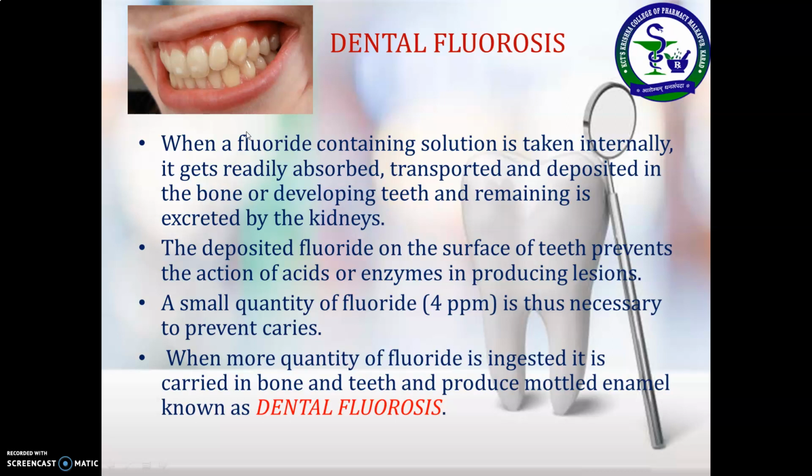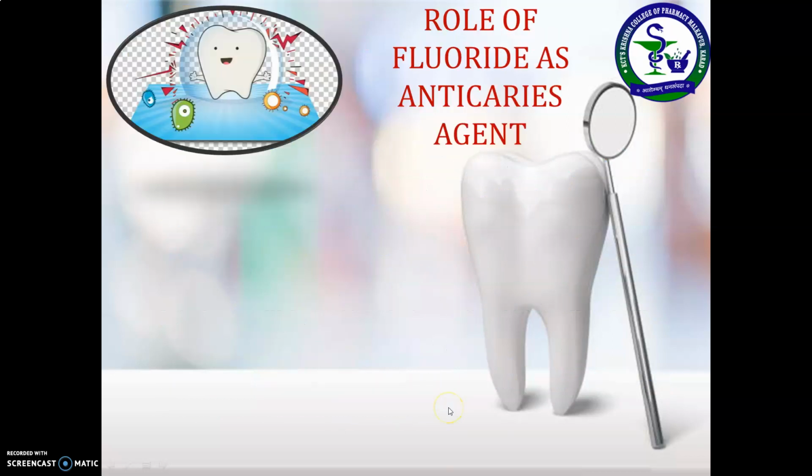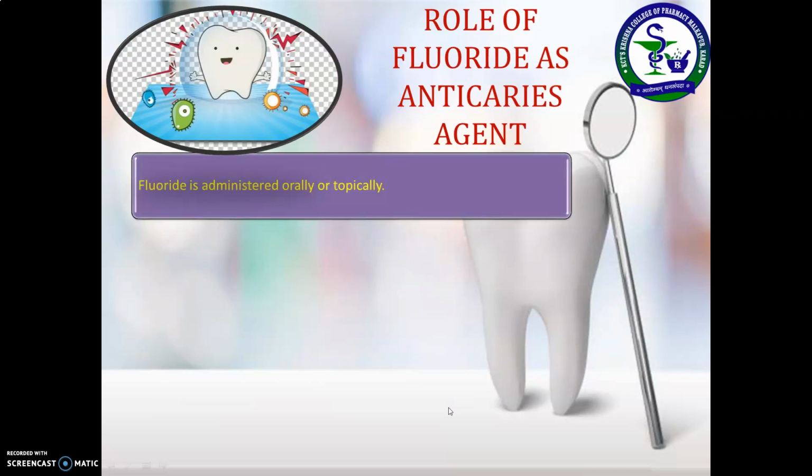Basically, a small quantity of fluoride, 1 ppm, that is 1 part per million, is necessary to prevent dental caries. And when more quantity of fluoride is ingested, it is carried in the bone and teeth and produces mottled enamel, which is known as dental fluorosis. Means we can say whenever more quantity of fluoride is deposited on the teeth surface, it is known as dental fluorosis.